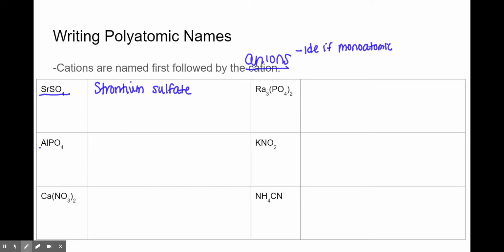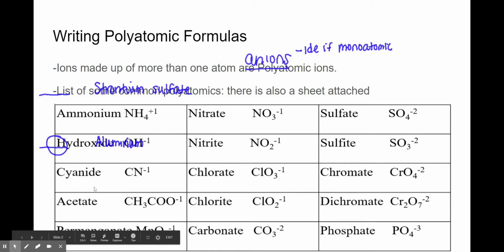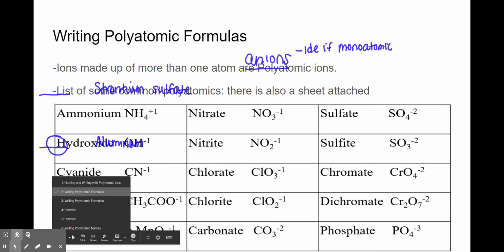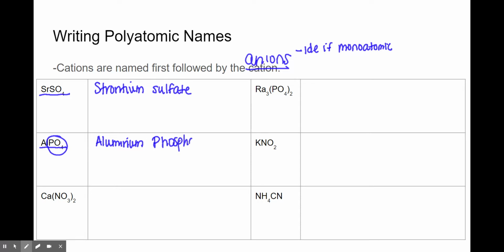Moving down, look at the whole thing, figure out which part's the polyatomic ion. I know aluminum can be by itself, so I know it's aluminum. Then my PO4 is the polyatomic ion part. Looking on my list, PO4 is named phosphate. So this is going to be called aluminum phosphate.